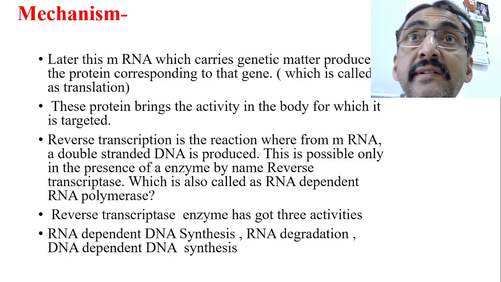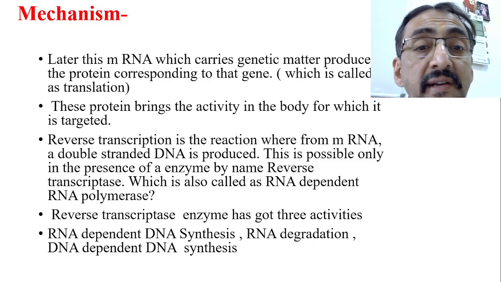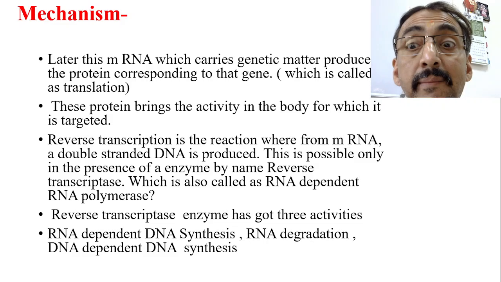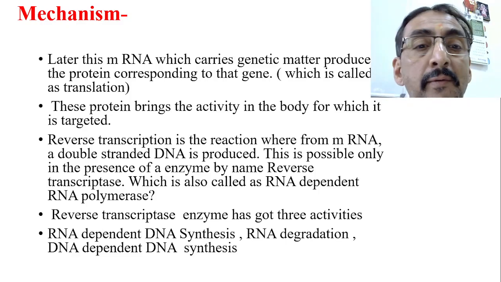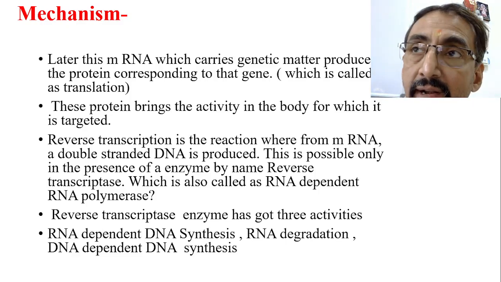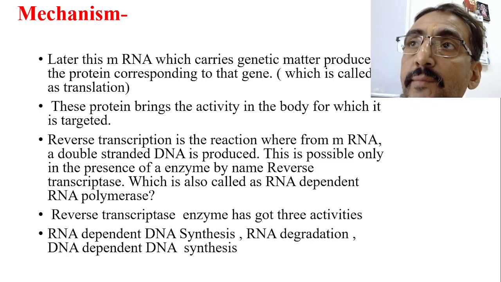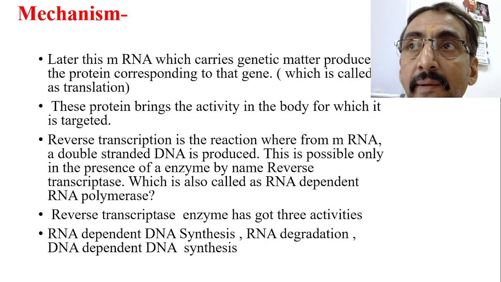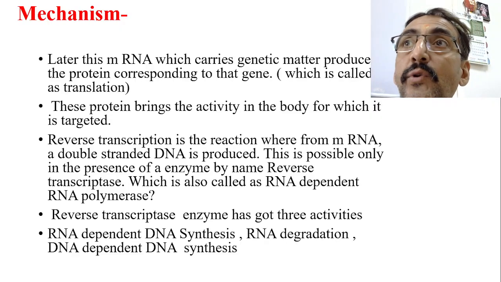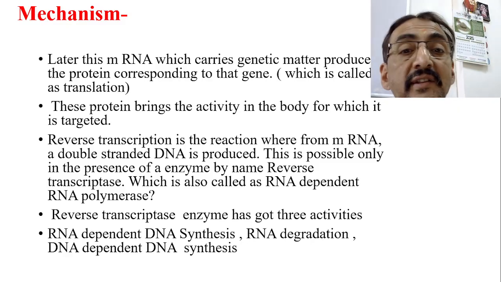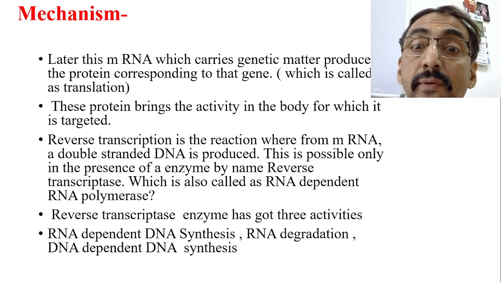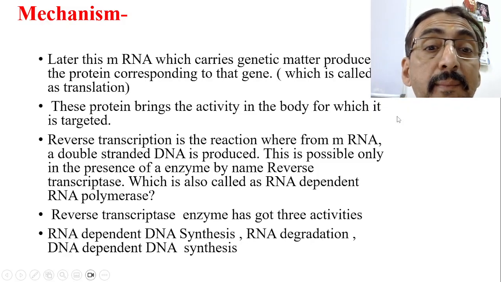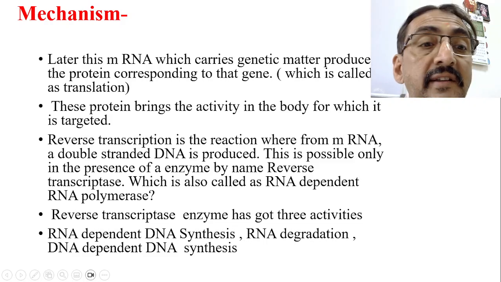But in case of reverse transcription, what happens? Reverse transcription is the reaction where from mRNA a double-stranded DNA is produced. See, exactly opposite. Normally from a DNA there should be production of an mRNA, then transfer RNAs and ribosomal RNAs are produced, they go to the ribosomes and produce a protein. But here the opposite takes place. Reverse transcription is the reaction where from the mRNA the double-stranded DNA is produced, and this is possible only in the presence of an enzyme called reverse transcriptase.